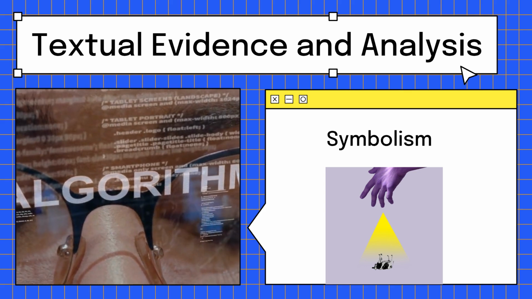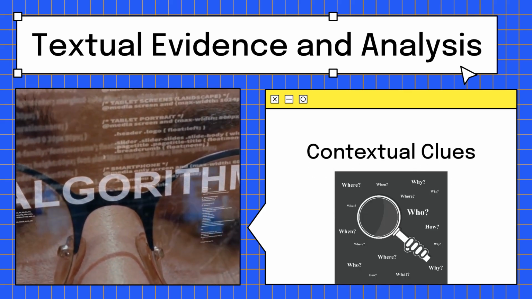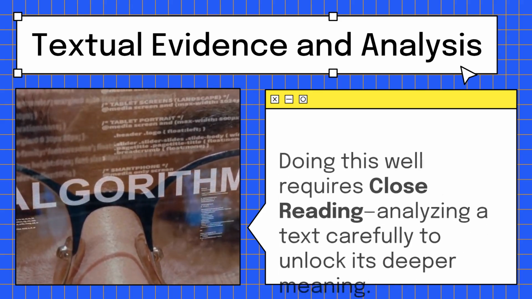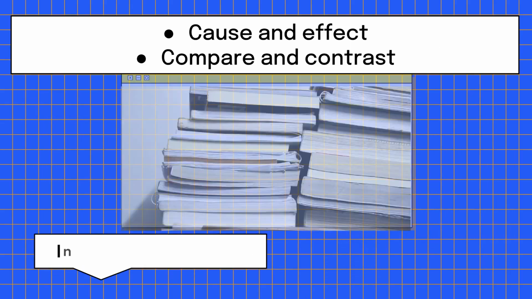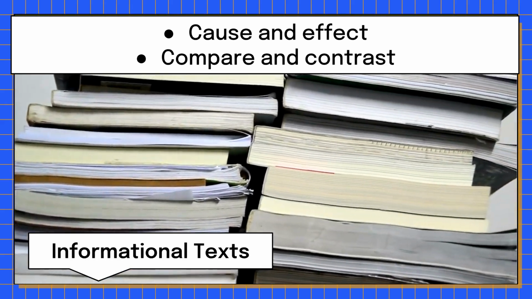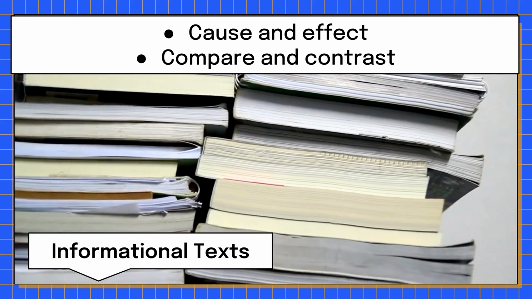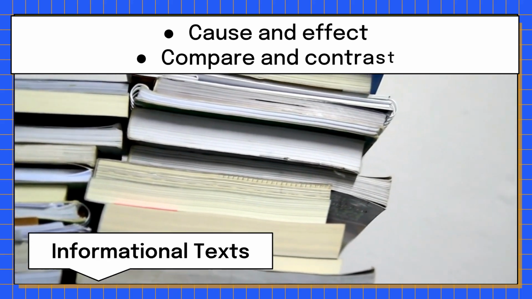You'll look for symbolism, where an object represents a deeper idea, and use contextual clues to figure out tricky parts. Doing this well requires close reading, analyzing a text carefully to unlock its deeper meaning. This is especially important for informational texts, which are organized in specific ways, like cause and effect, compare and contrast, or problem and solution. Their goal is either to inform or to persuade.